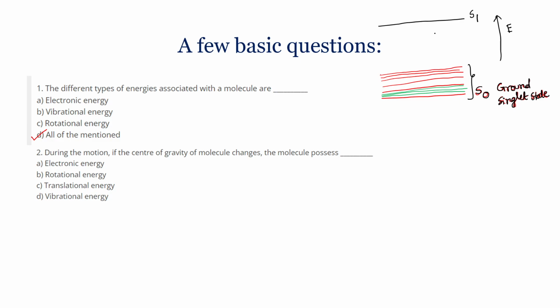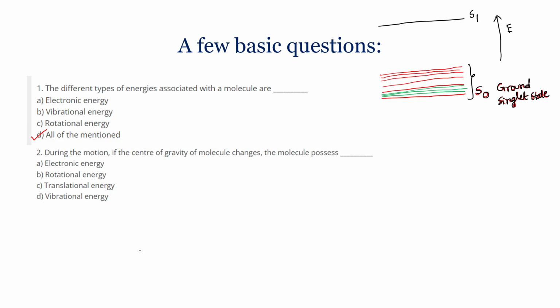So as you can see, this energy is electronic energy, and the difference between each vibrational level is vibrational energy, and rotational energy comes between this electronic, these green levels, right, which are rotational levels.